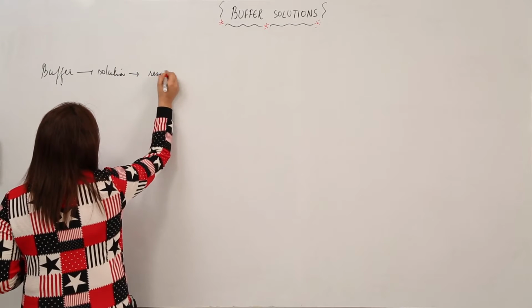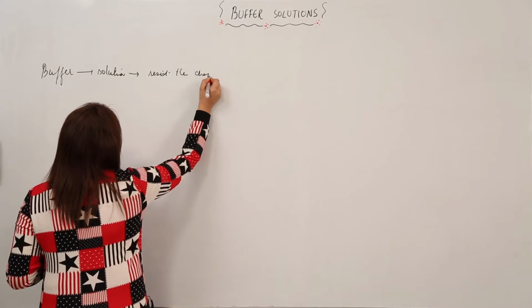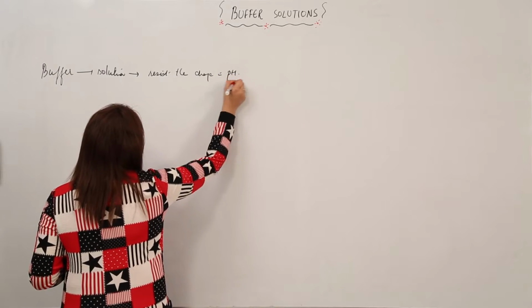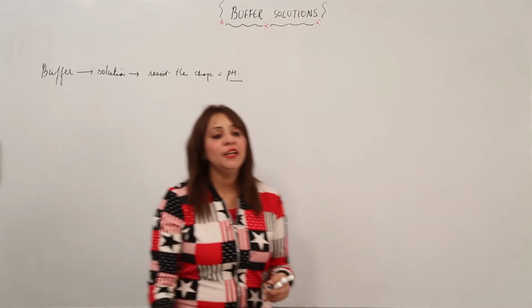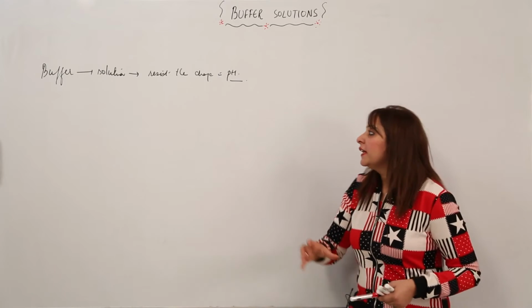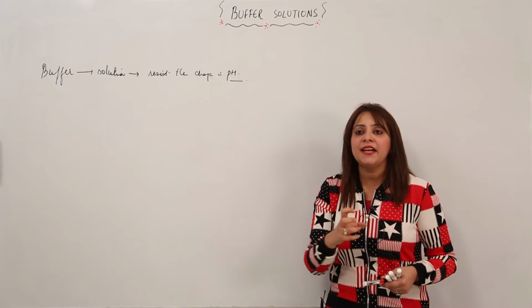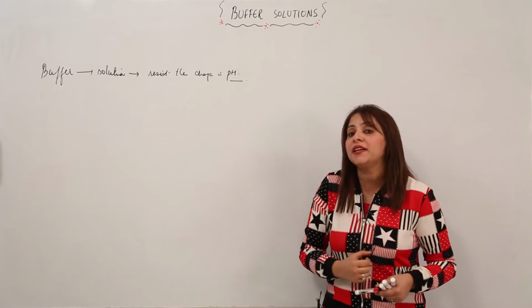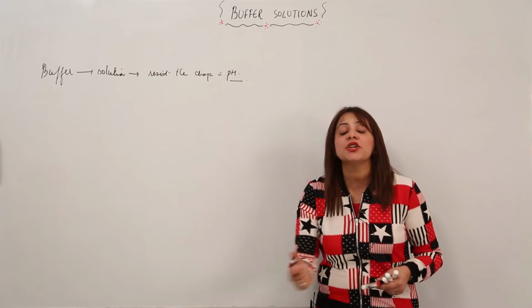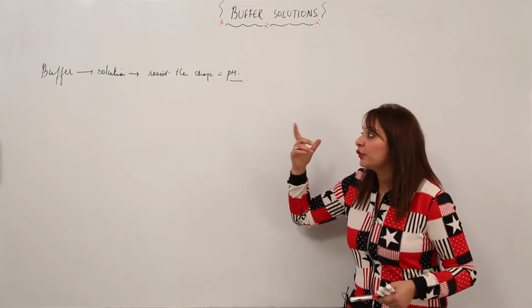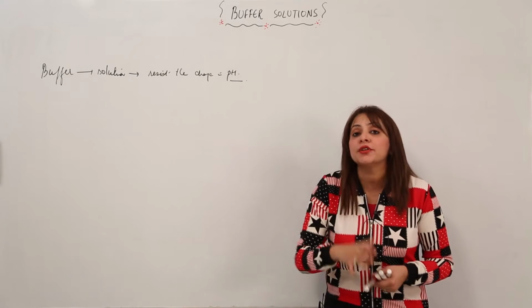which can resist the change in pH. That means when you add acid or base to it, it has a tendency, a powerful action, the ability to resist the change in its pH. So this is called the buffer solution.